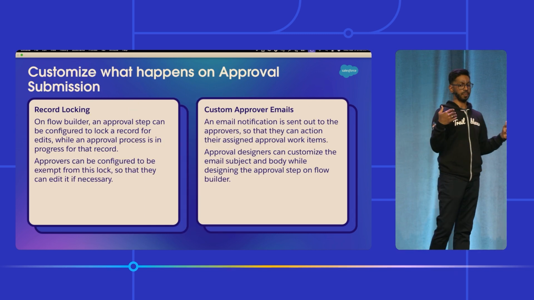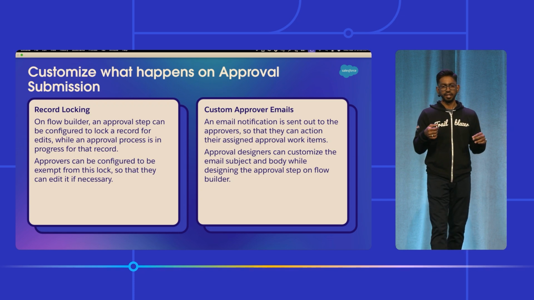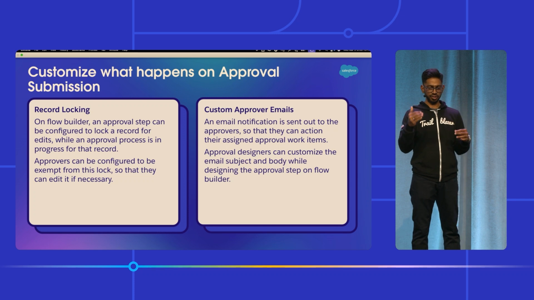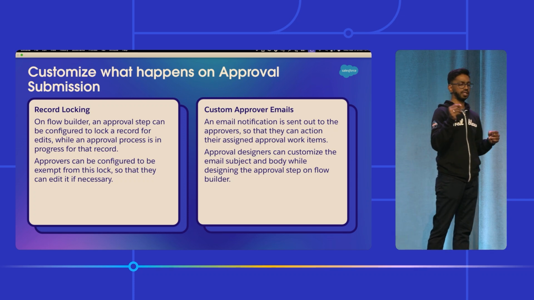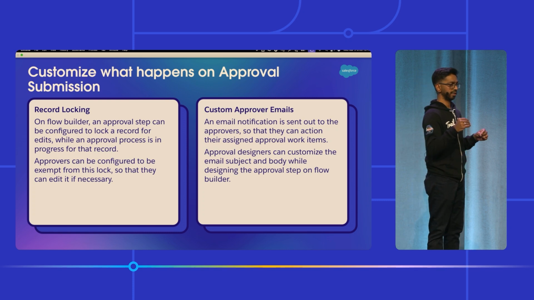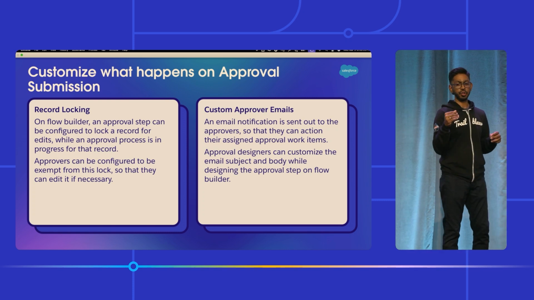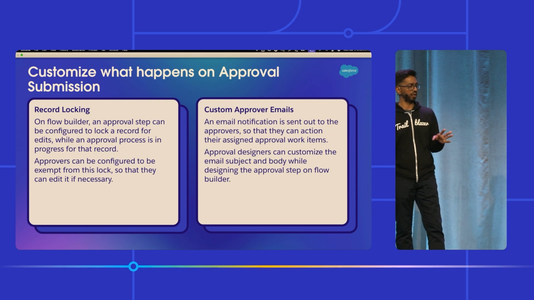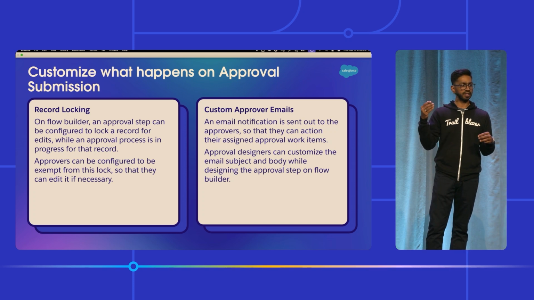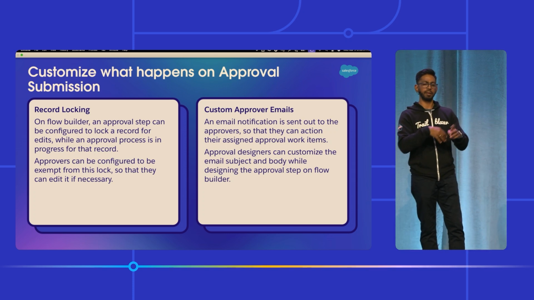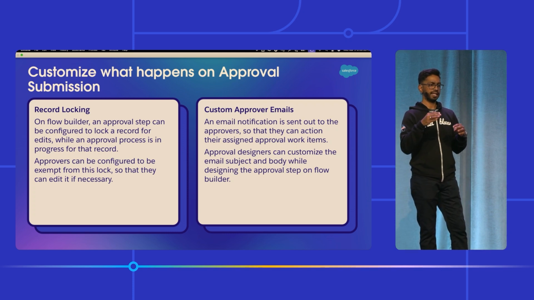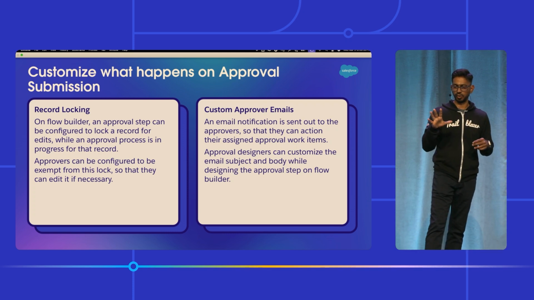You can also customize what happens on approval submission. Say you're submitting an expense report, and once you submit it, you want some custom actions to happen. So one of the first things that you can do is record lock. You can just lock the record for edits. That means once there is a pending approval process, the editing on that record will be locked. You can also specify any exceptions to it. So say the approver themselves would like to make changes while an approval process is in progress, they can be exempted from that record locking. And all of this can be customized directly when you're creating the approval process.